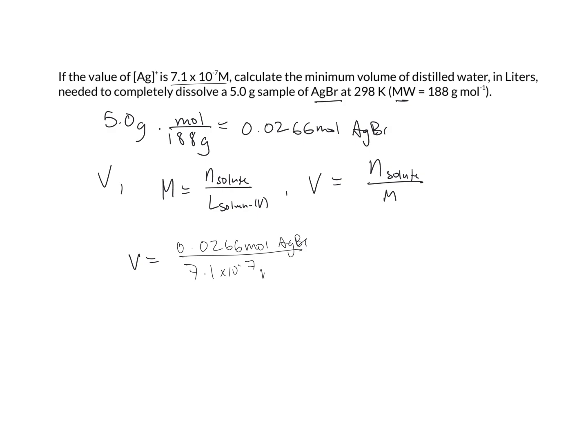And it's molarity, so we should have moles per liter. So I'm going to do moles over moles times liter to the minus 1. You'll see the moles cancel out, and we should be left with liters. The answer here is 3.7 times 10 to the 4th liters. If we look at our numbers, we're given 5.0, 7.1, and 188. This should be 2 sig figs, and so my answer should be reported like that.